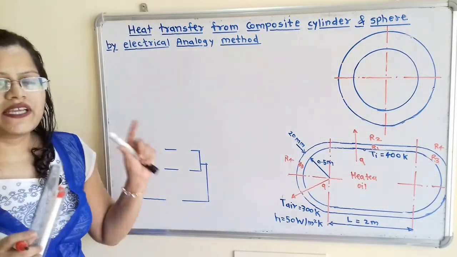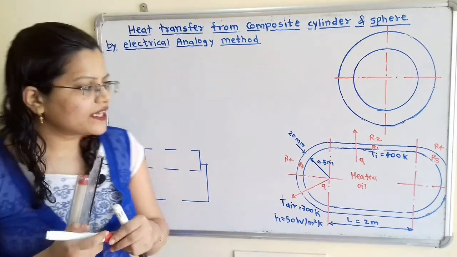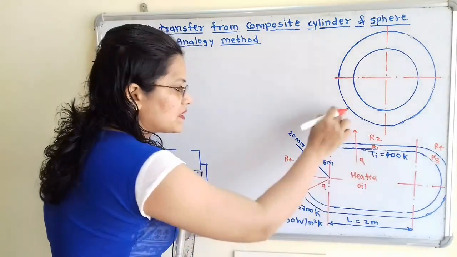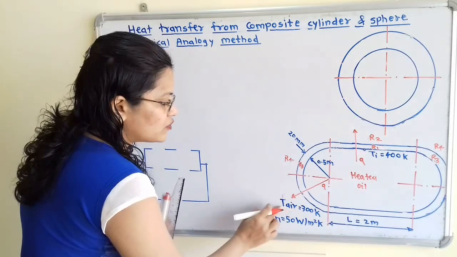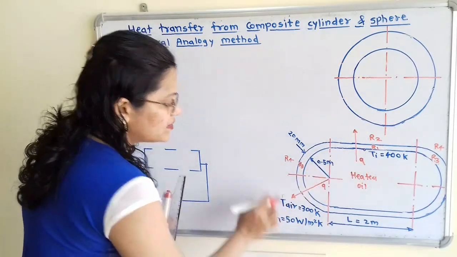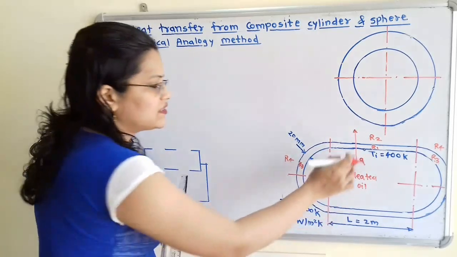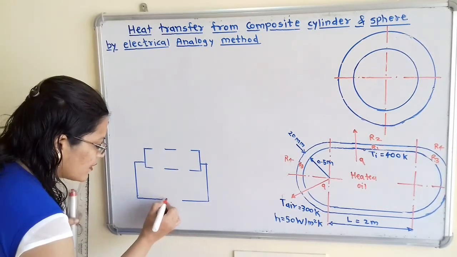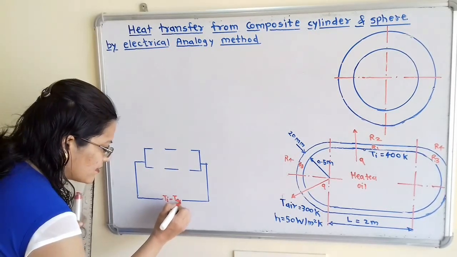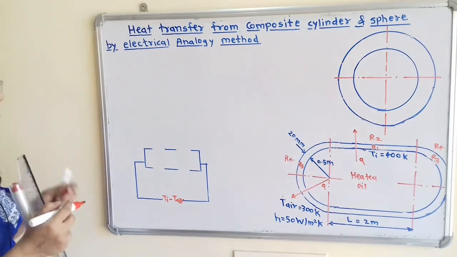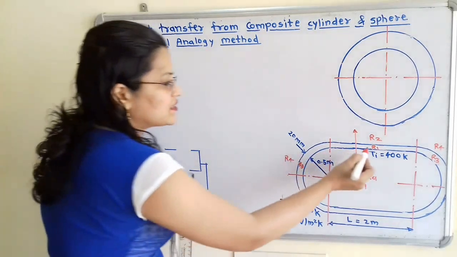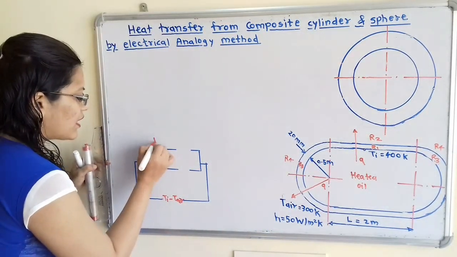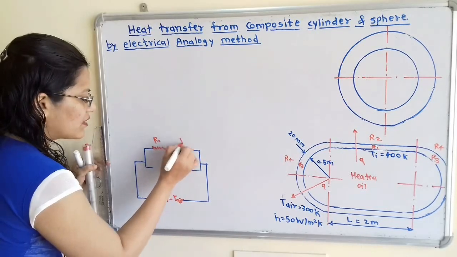Now we will move to draw the electrical analogous circuit. What is the temperature? Here the initial temperature is Ti, because from the surface temperature heat will flow towards the air. So here Ti minus T air. All the heat transfer process takes place between this Ti and T air, so we take Ti minus T air as the temperature difference. Now we will show the resistances. Resistances R1 and R2 are in series.